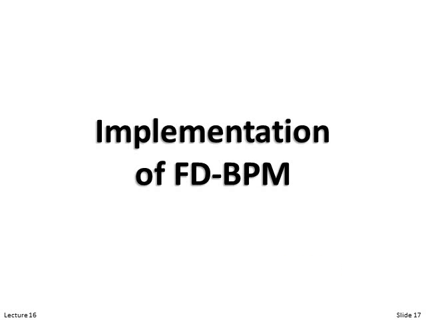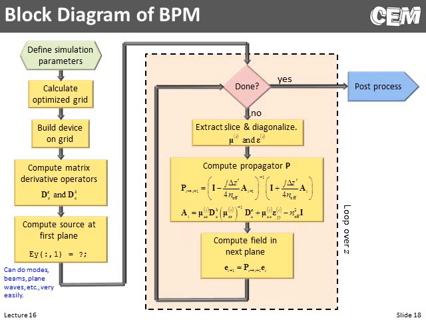Now let's step through some of the implementation details. And this is all wrapped up in the block diagram. So like all our other formulations, we have equations all over the place. So what actually happens? Well, in the beginning of your code, you'll define all your simulation parameters: size of your devices, refractive indices, wavelength, the effective refractive index that we're guessing. Based on all that, you can calculate your grid and you can optimize it in terms of cell size. Then you can build your device on the grid.